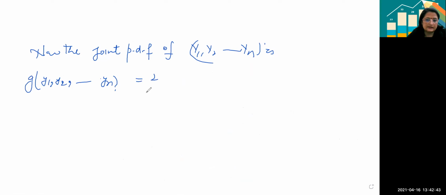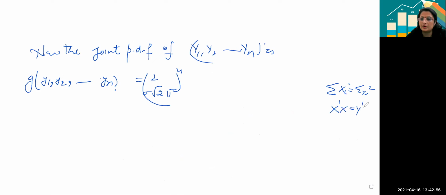So this is 1 by sigma under root 2 pi raised to n. So you will convert all xi's in terms of yi's. So you have the formula summation of xi square is equal to summation of yi square, or x dash x is equal to y dash y. So this is minus 1 by 2 sigma square. You will write here y dash y into Jacobian of transformation.